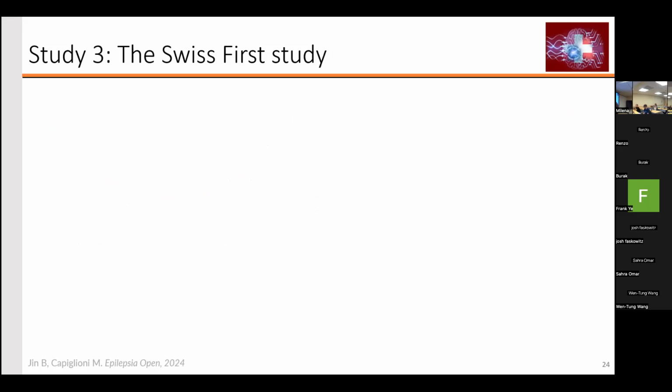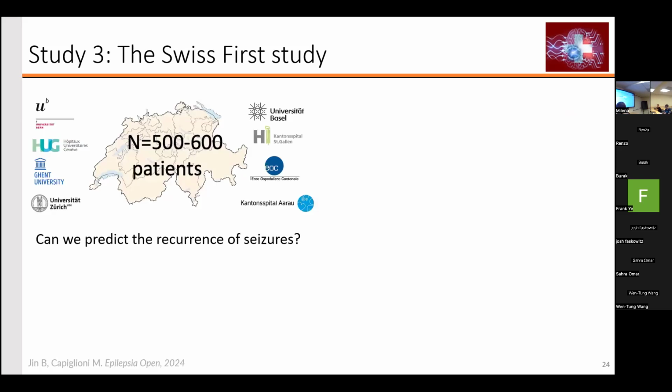And the last study I want to mention is still ongoing. My PhD was part of this project. It started in 2018, and the idea was to use data from all the centers in Switzerland, the 8 biggest hospitals. And the idea was to recruit the 500 to 600 patients that came with a first seizure.